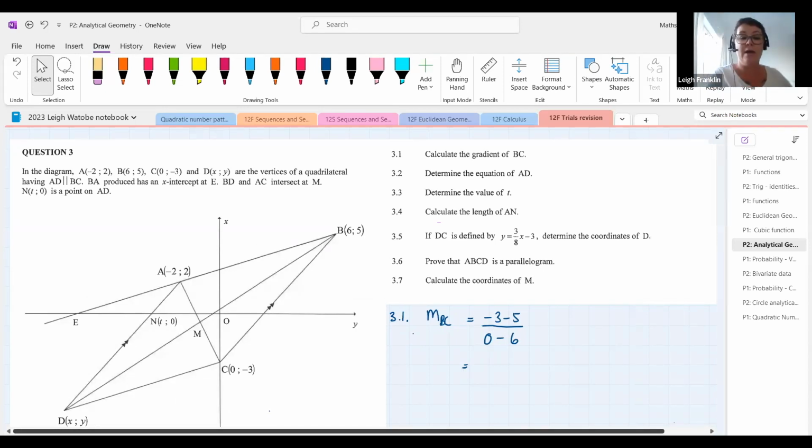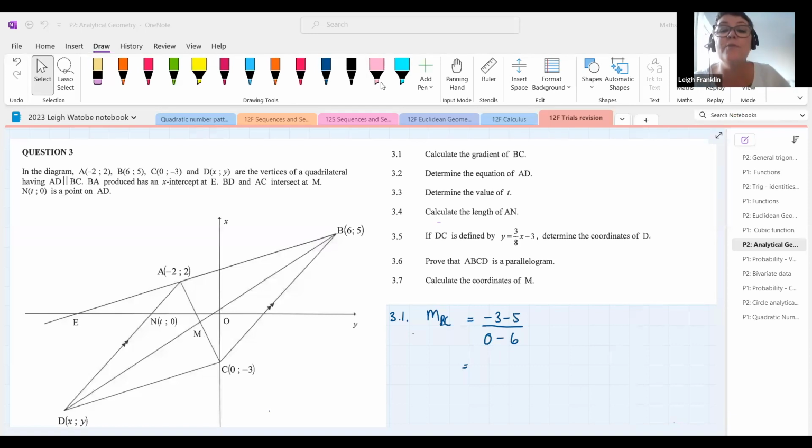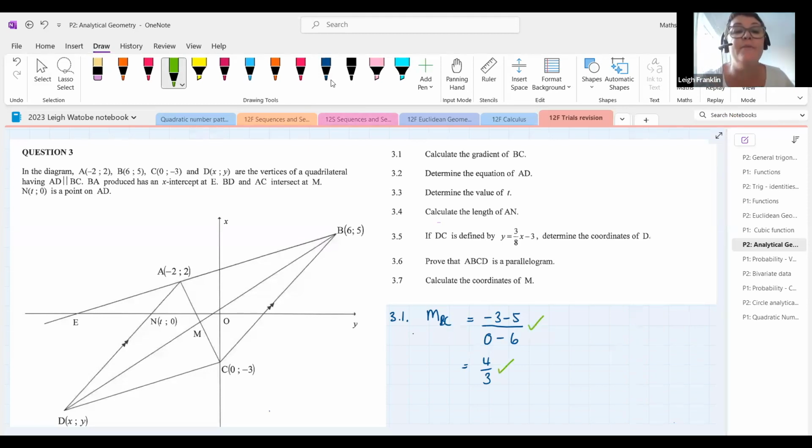What are you guys getting as an answer? There we go. Good, everybody. We're getting 4/3 as an answer, and we feel fairly confident that that must be correct because we can see the line has a positive gradient. So 1 mark for subbing in and 1 mark for the answer. Lovely. Let's do question 3.2.